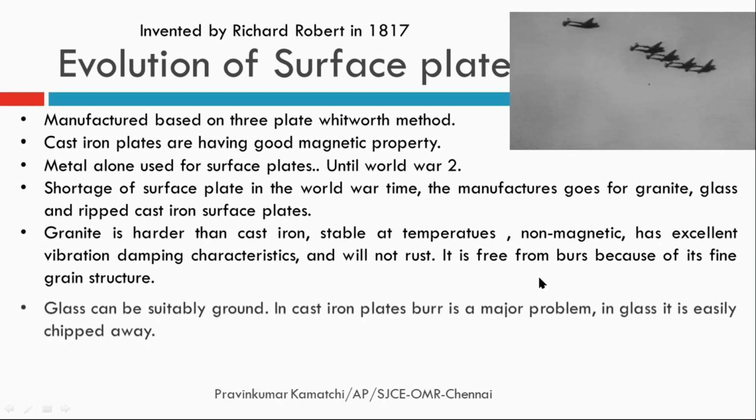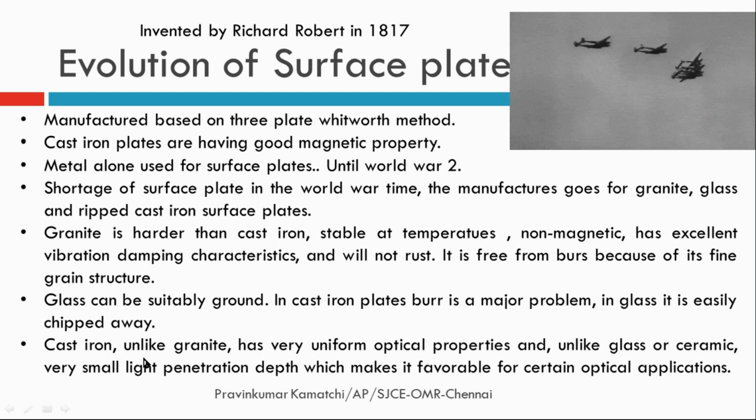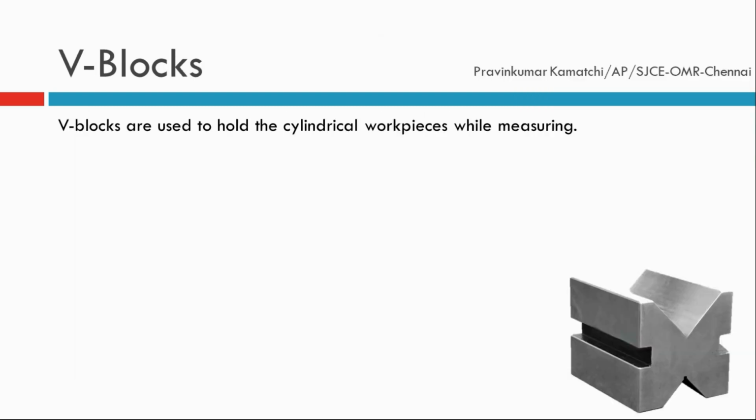Glass surface plates were also used at the time of World War II as an alternative material for surface plates. Glass can be suitably ground, and in cast iron plates, burr is a major problem, but in glass, it is easily chipped away. Cast iron type of surface plate has uniform optical properties compared to granite as well as glass. And the next one is V-blocks.